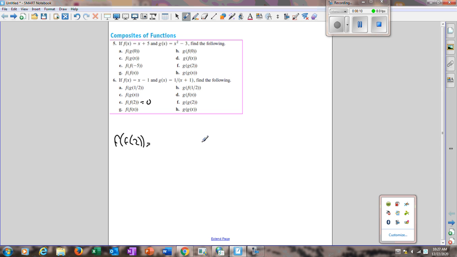Part F, g of 2. Plug a 2 in. That gives me 2 plus 1, so that's 3. So it's 1/3. Now I plug a 1/3 in down here. And this becomes 1 over 4/3, which is 3/4.